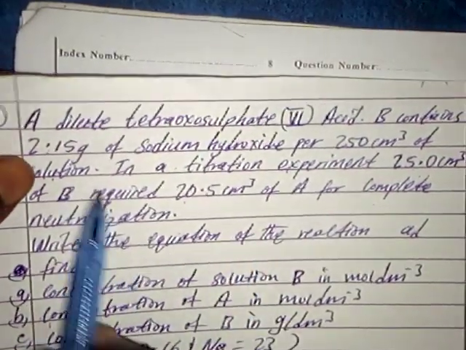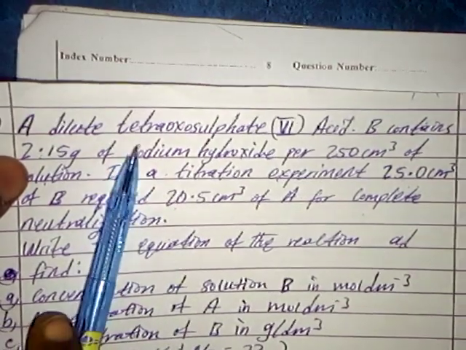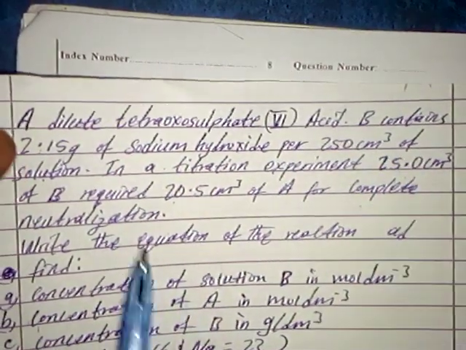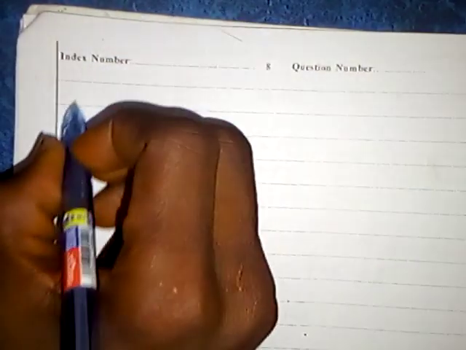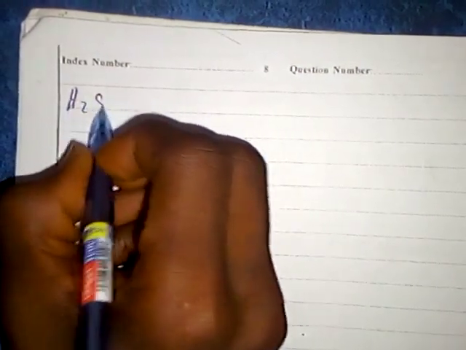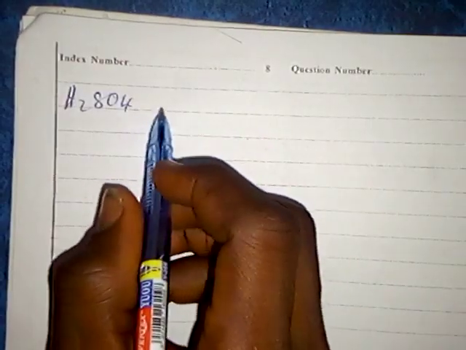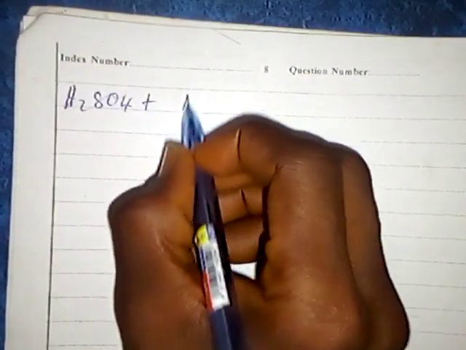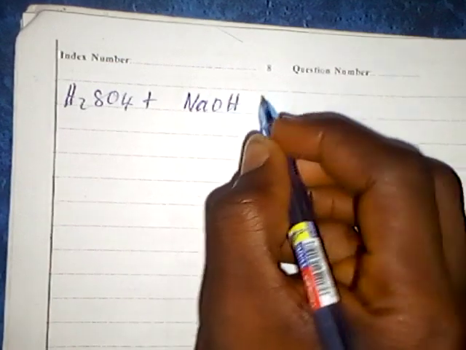The first thing the question told us is to write what? The equation of the reaction. The equation of the reaction is between tetraoxosulfate(VI) acid and what? Sodium hydroxide, if you read the question. So now we are going to say what? H2SO4, this is tetraoxosulfate(VI) acid, plus sodium hydroxide, NaOH, right?